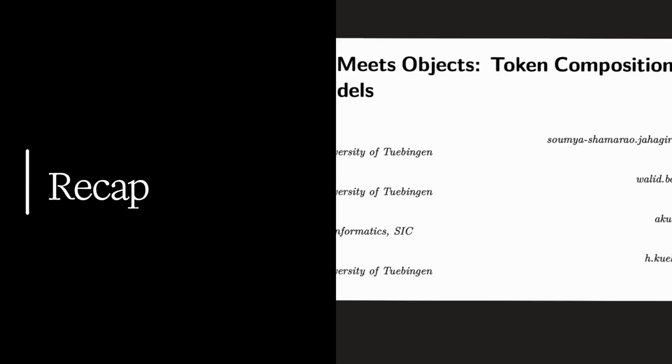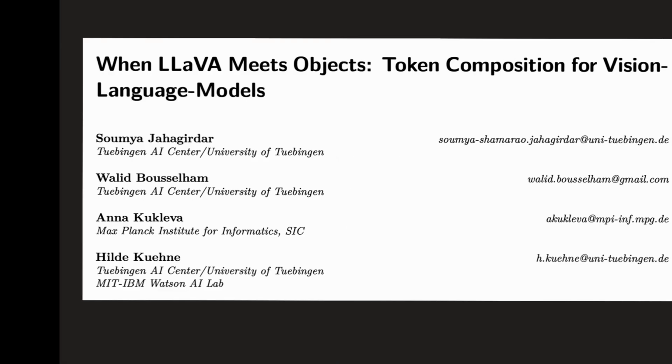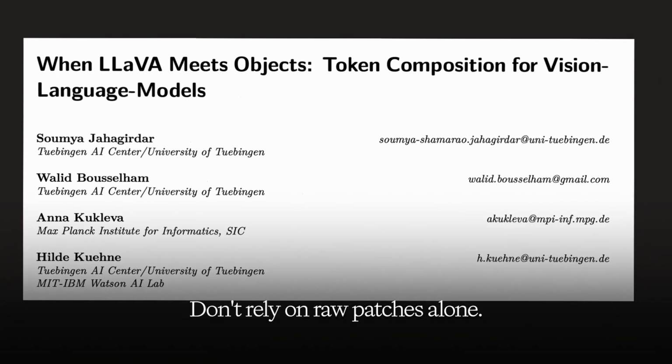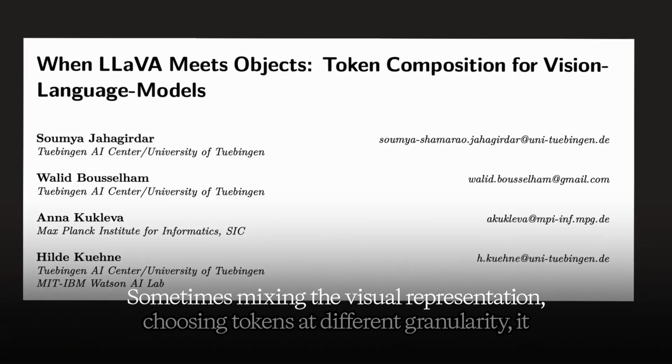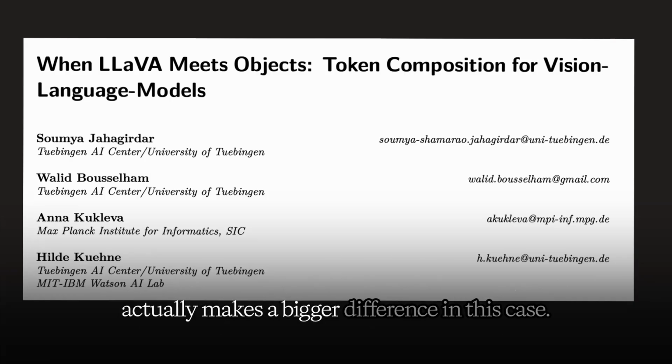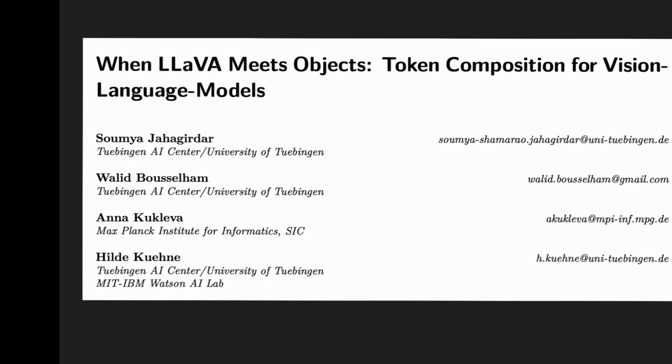So let's recap this LLaVA meets Objects paper. What should you take away from this? There are a few things. Don't rely on raw patches alone. Sometimes mixing the visual representation, choosing tokens at different granularity, actually makes a bigger difference. In this case, we got scene level context, spatial structure, and explicit object understanding.